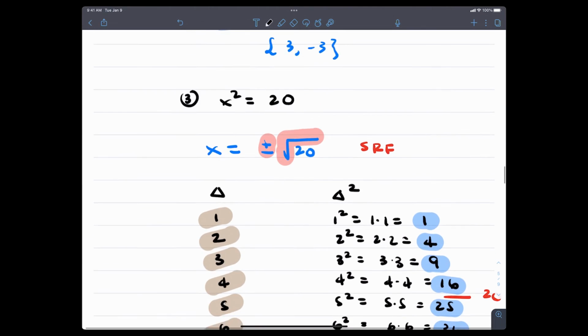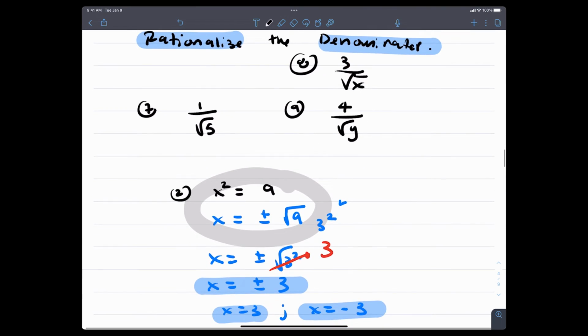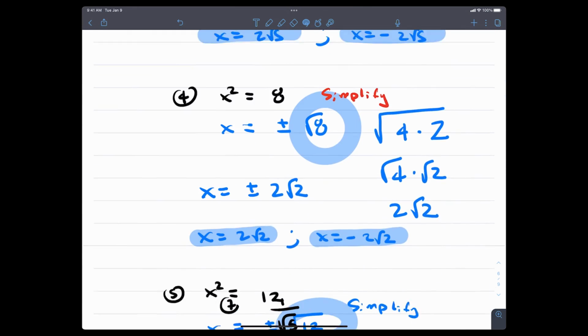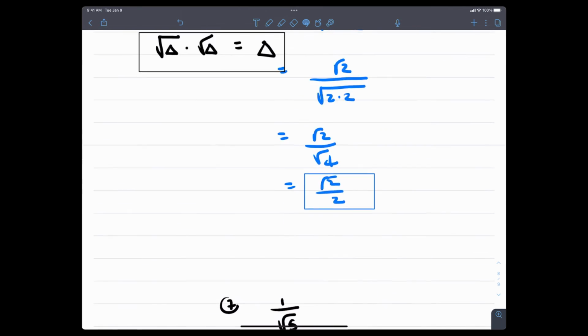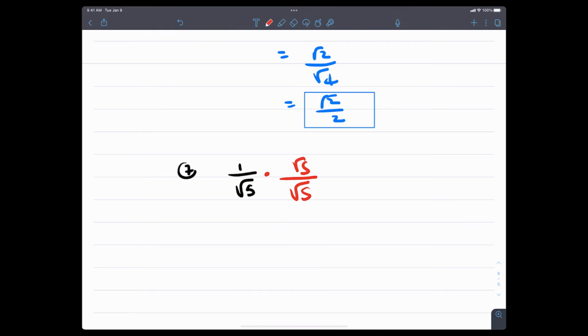Number 7. What do you think you guys can do here as a shortcut? Top and bottom by the square root of what? 5. Is that right? You guys okay with that?